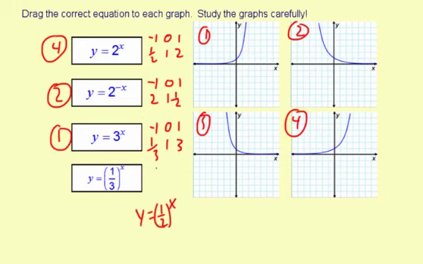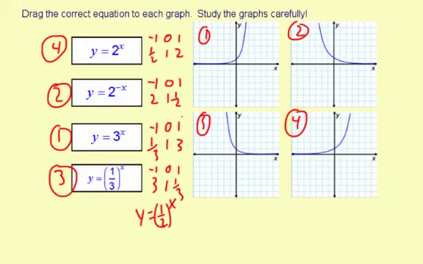And then y equals 1/3 to the x, inputs of -1, 0, and 1. Well, if you input a -1, that does a reciprocal of 1/3, which is 3. 1/3 to the 0 power is 1, and 1/3 to the 1 power is 1/3. So -1, 3, 0, 1, 1 and 1/3. That looks like graph number 3.